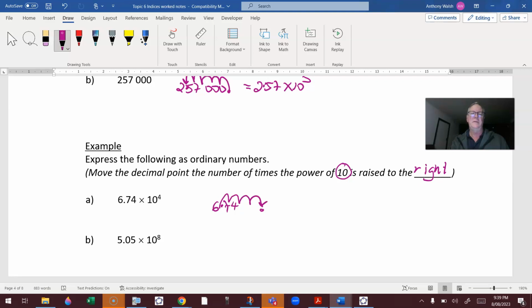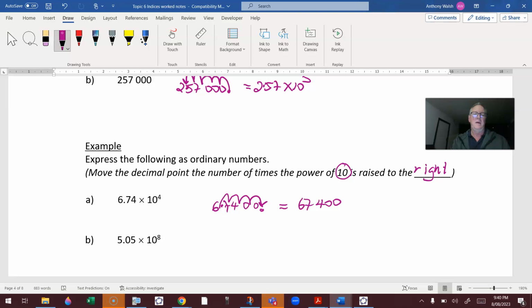Now, it's jumped over the 7 and 4, but I've got 2 spaces here. What do I do with those spaces? Well, I fill them with zeros. So 6.74 by 10 to the 4 as an ordinary number is 67,400. Again, take the decimal point, move it to the right the number of places that 10 is raised to. That's the new position of the decimal point. If it jumps over spare gaps, we fill them with zeros.